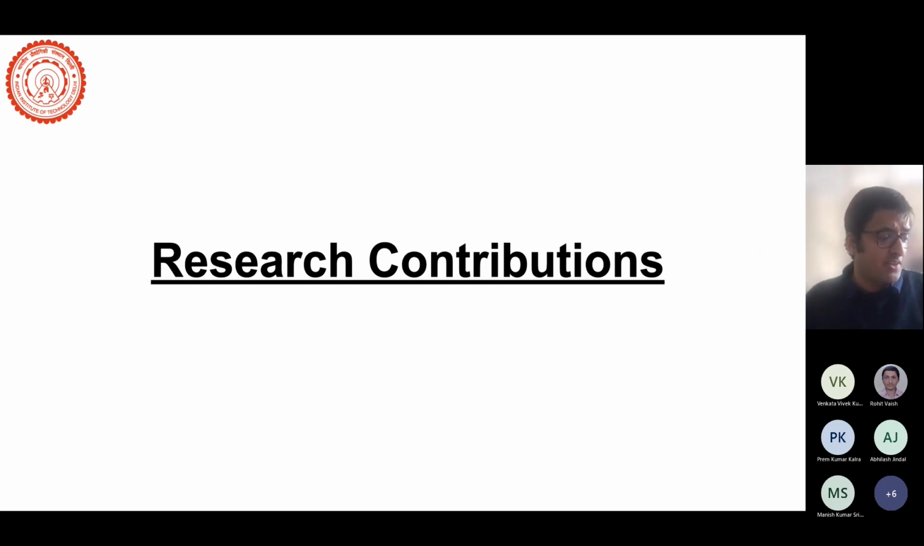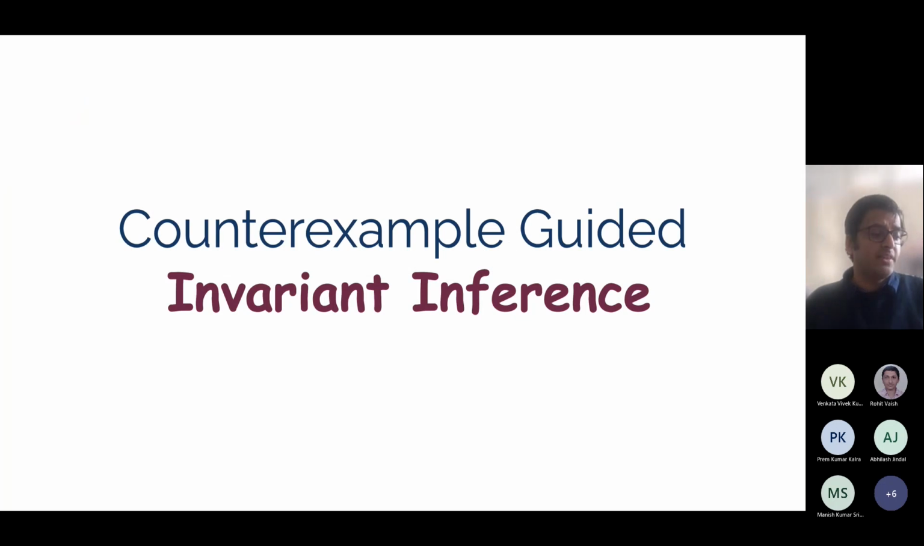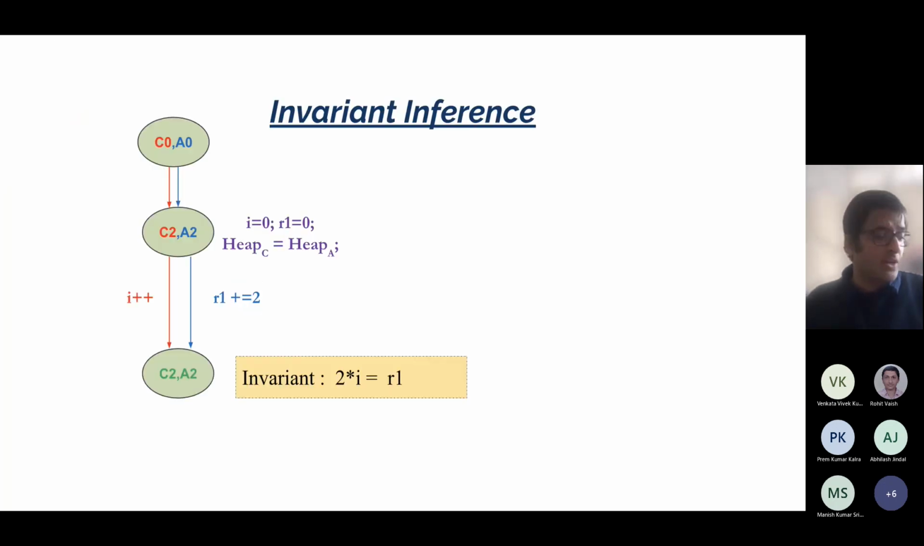So let's move on to our research contributions. The first key idea is counterexample guided invariant inference. Let's say one of the affine invariants that was required to prove equivalence was 2 into I equals R1. I just made the invariant slightly more interesting. Instead of I equals R1, let's say 2 into I equals R1, because in the assembly program, let's say R1 is getting incremented by 2. We want to infer this invariant, 2 into I equals R1.